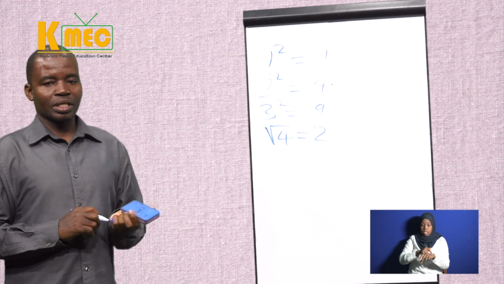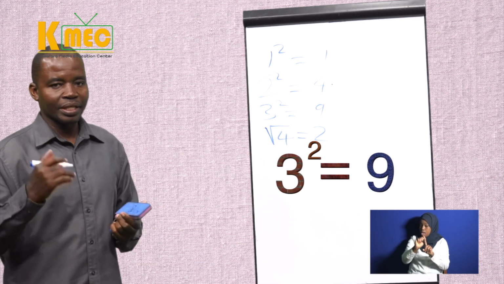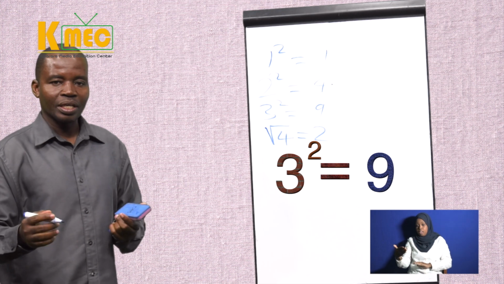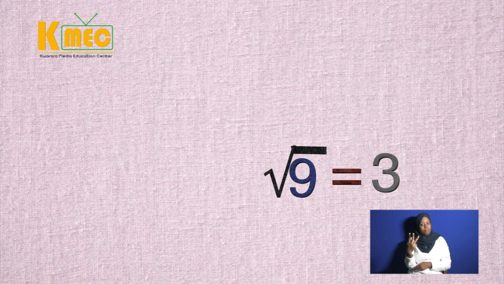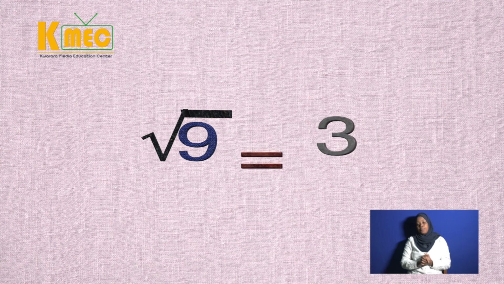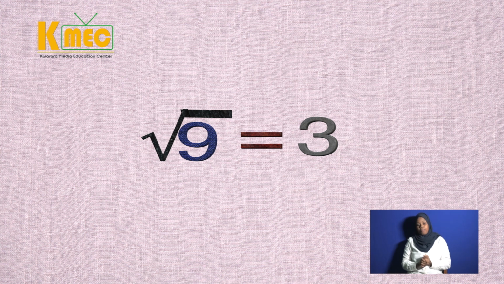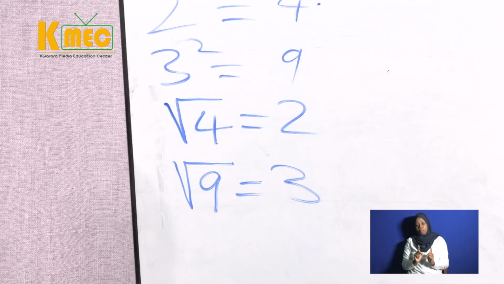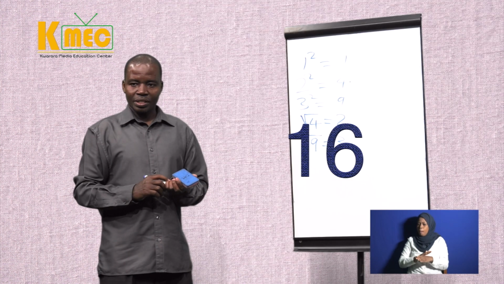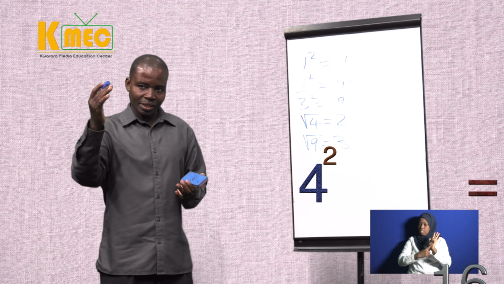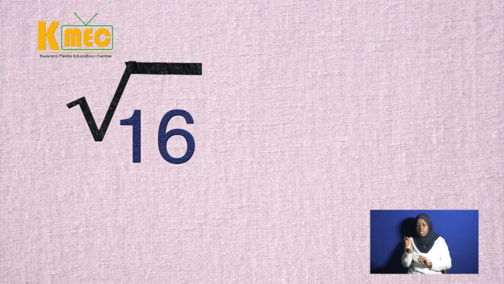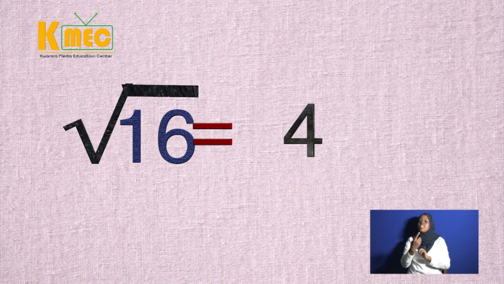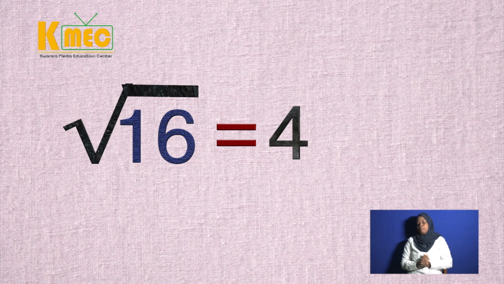The same case, if 3 squared is 9, then the square root of 9 is 3. Very good. What about 16? If 4 squared is 16, what is the square root of 16? It is 4. Very good. So the square root of 16 is equal to 4.